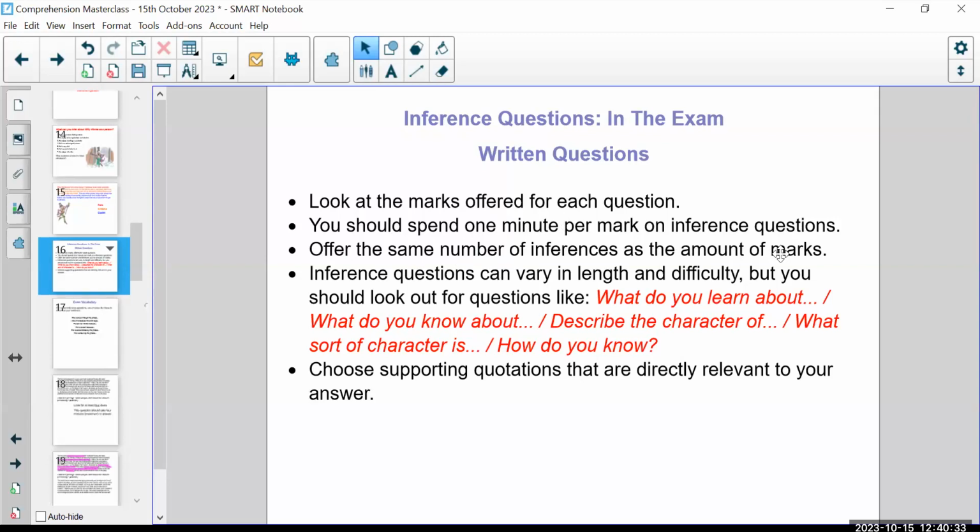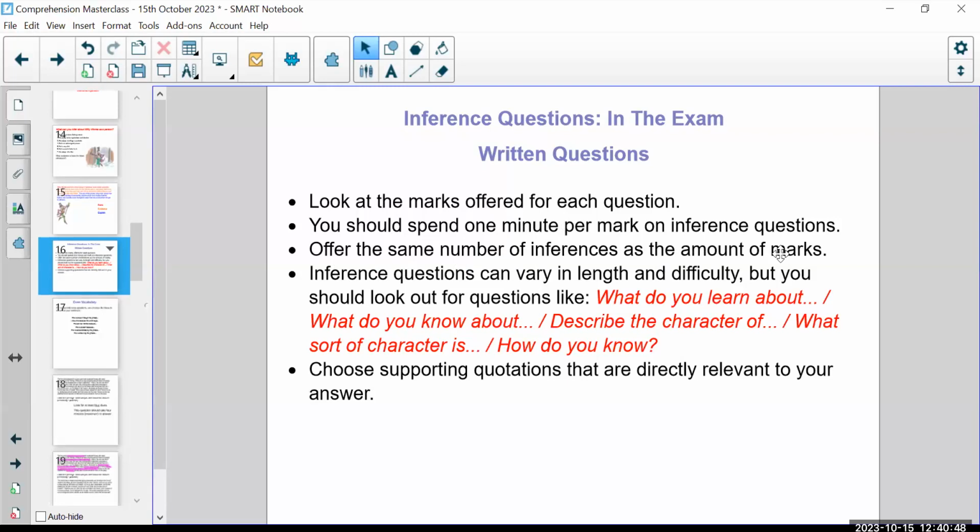If it says, what do you learn about so-and-so? What can you infer about so-and-so? You can state your clear points. That's kind of a deduction question. If it asks you to give evidence, the evidence part is also going to be worth its own mark.